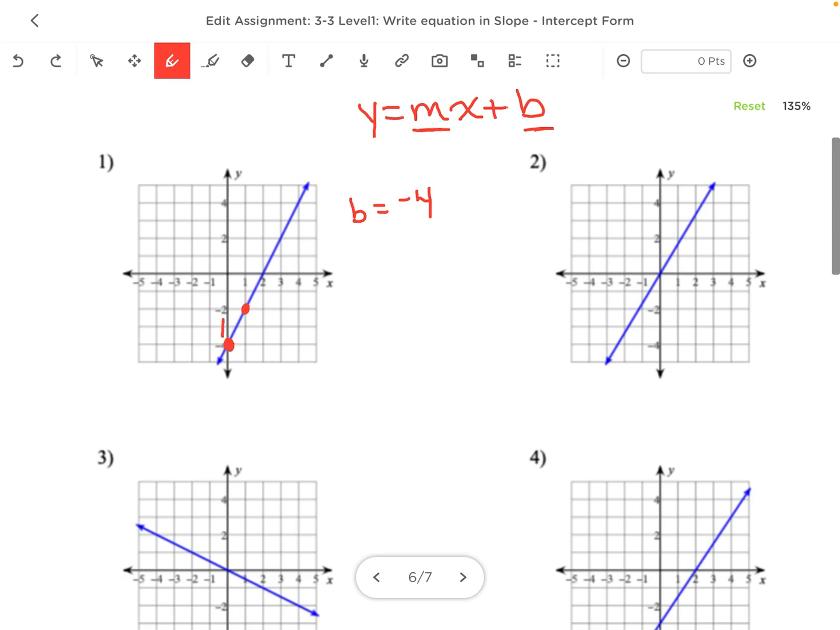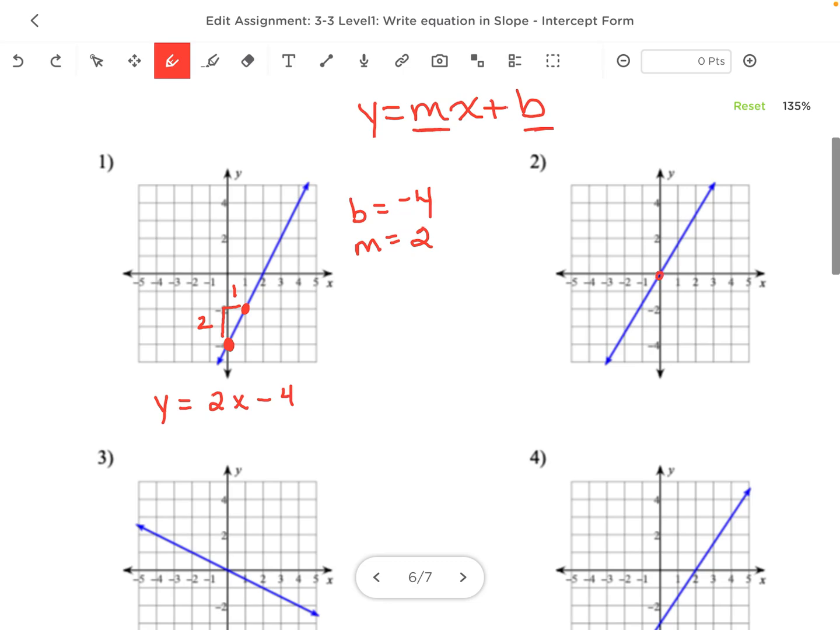So notice it's going up, so it has to be positive. So rise over run again. So slope is 2, or 2 over 1. So then my equation is y equals 2x minus 4, or plus -4 is fine also. Let's try the next one.